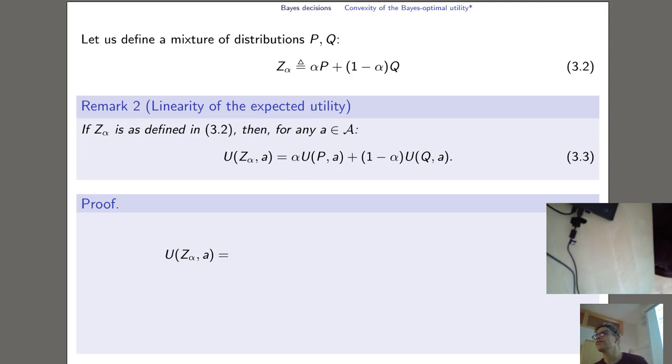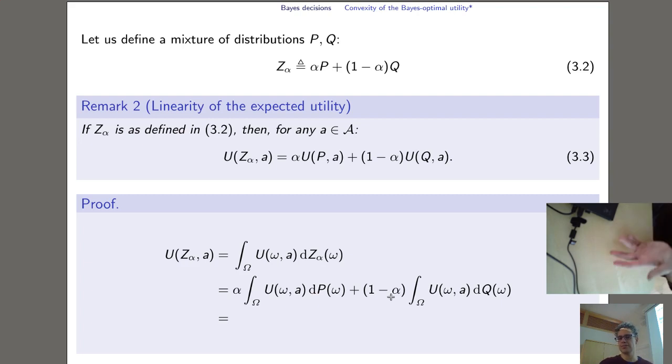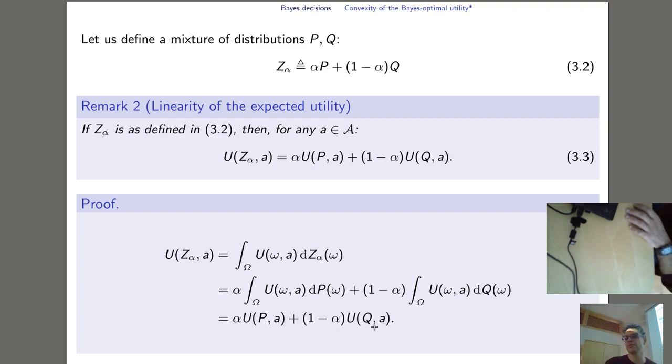Okay, so that means that if you know the utility for one prior and the utility for another prior, or if one of the priors is actually the posterior, and you have calculated the utility of your decisions for one of these two distributions, then you can basically interpolate in between and find for the in-between distribution what the expected utility is. And this follows basically just from the linearity of expectations. The proof is basically just based on that. So this expected utility is just integrating over all possible omegas under the distribution induced by this mixture. And then you just split the integral in two parts. Because Z alpha is alpha P plus 1 minus alpha Q. So you put them in there, the integral separates in two parts. One part is P, the other part is Q. This, by definition, is the expected utility for P, and this is the expected utility for Q. So that's all.